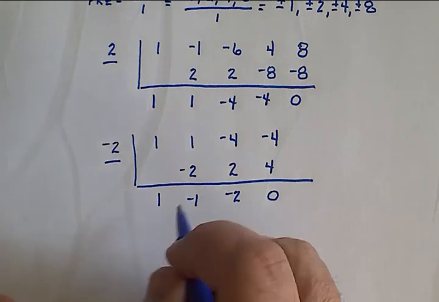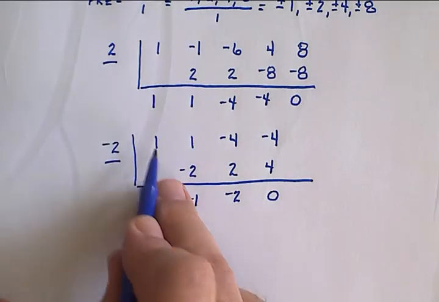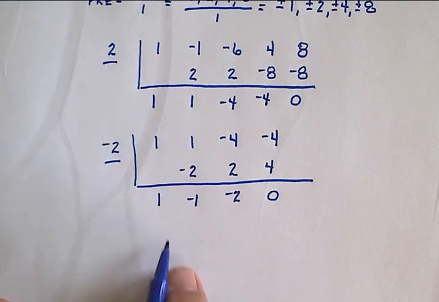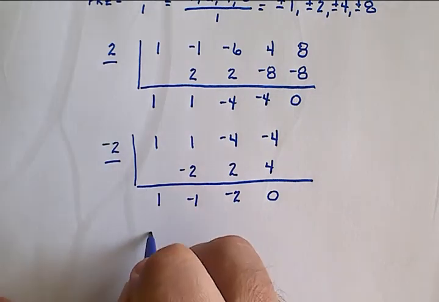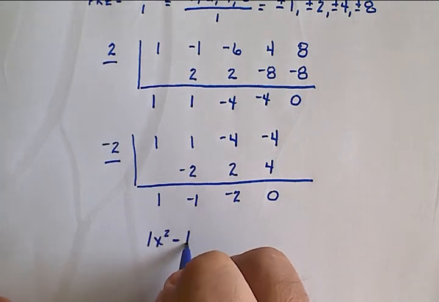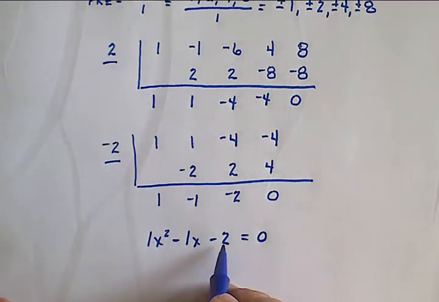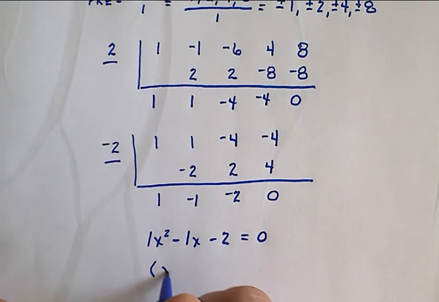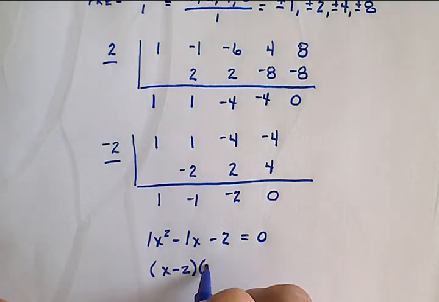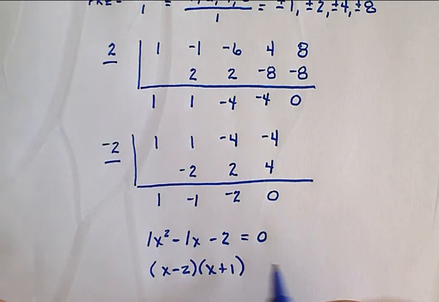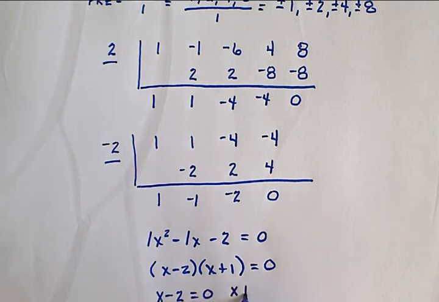So this was x to the 4th, this is x to the 3rd, and this is x to the 2nd. So this gives 1x squared minus 1x minus 2 equals 0. Now, this is factorable. It breaks up into an x minus 2 and an x plus 1. Now I can set both of those equal to 0, and so x equals 2 and -1 are my final solutions.